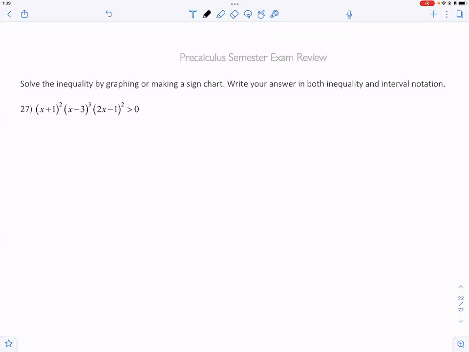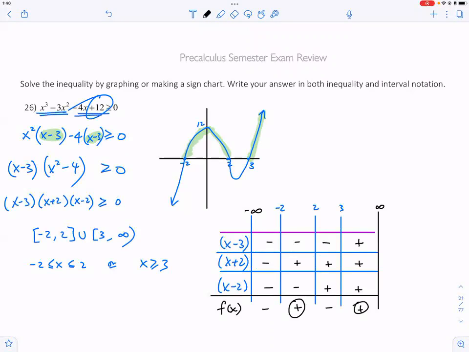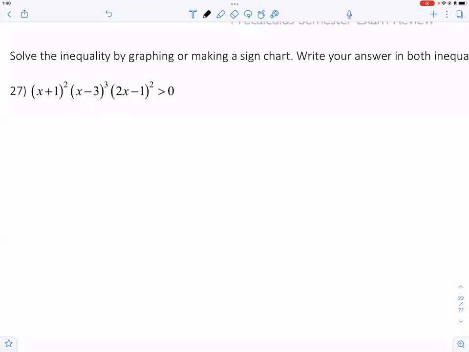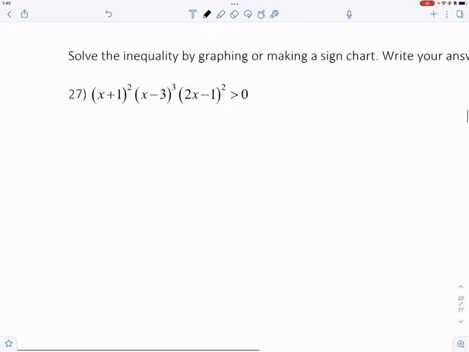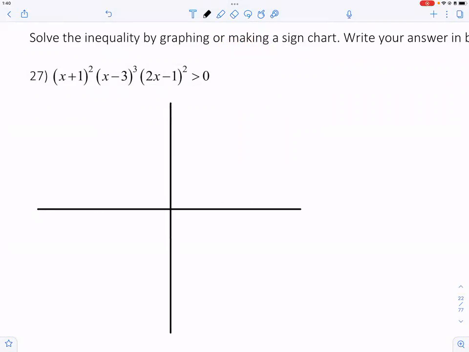All right, for number 27, we have an inequality. Again, I would say this one is more or less the same level as the last one. For 26, we had to actually do the factoring, but this one is already factored, which is very nice. So what I would do is make a graph. It says you can solve the inequality by graphing or making a sign chart. I would definitely graph because I need to know how to graph, and graphing is a whole lot easier.